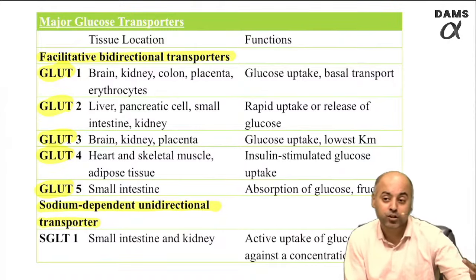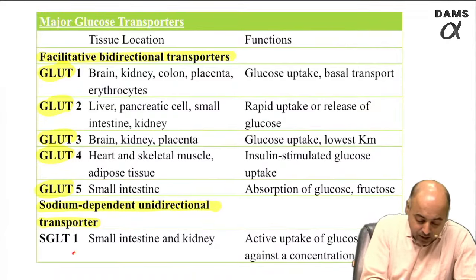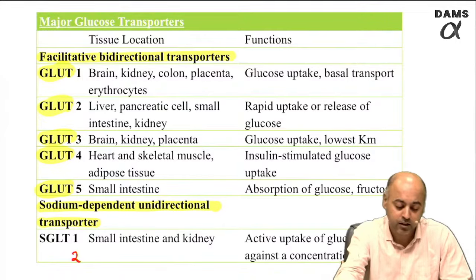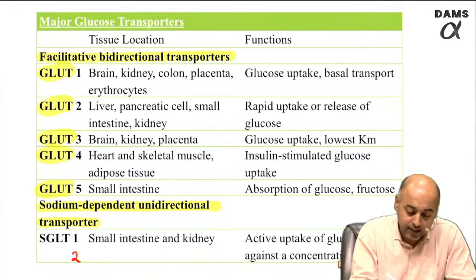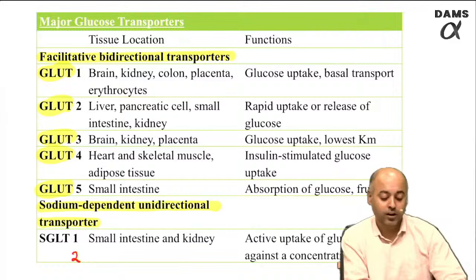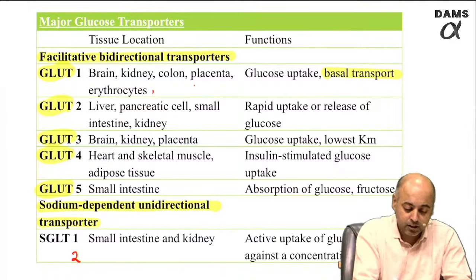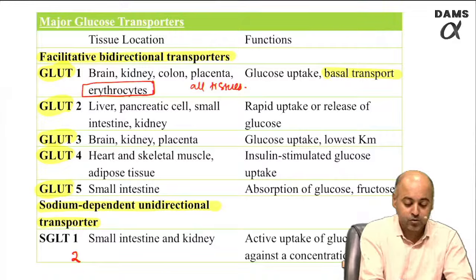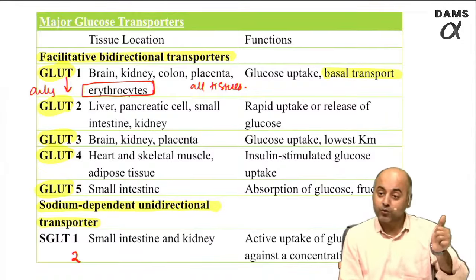Symporter means it is transporting two analytes simultaneously in the same direction. You have the SGLT1 and SGLT2. Okay, quick look at each of these. First, the GLUT1, it is responsible for basal transport and it is commonly seen in all tissues, for basal metabolism. The important point to remember is erythrocytes have only GLUT1. All other tissues will have GLUT1 plus something else.